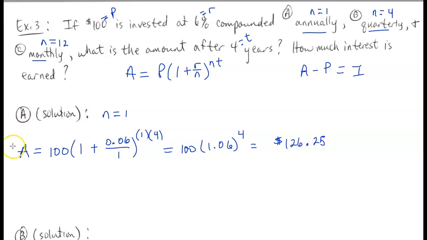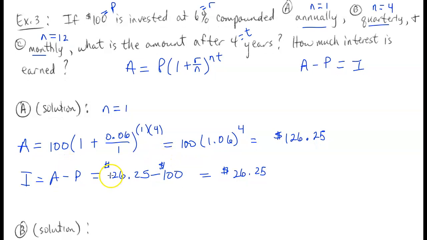And this ends up being $126.25. Of course, if we know that, then the interest earned is just going to be the difference between $126.25 and the initial $100, which is just going to be $26.25.